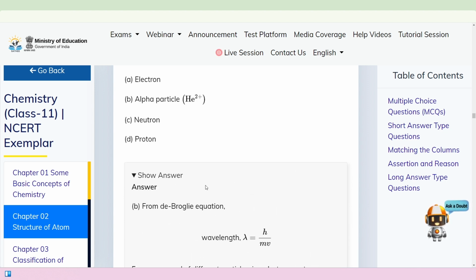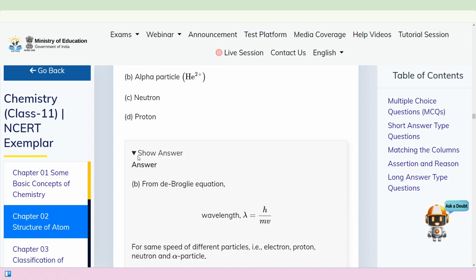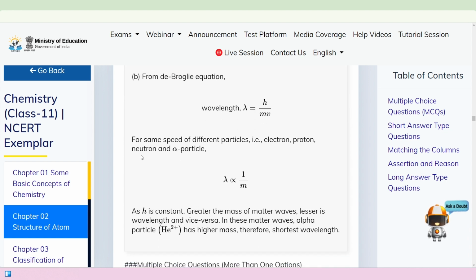So we have to consider which will have the shortest wavelength, which means the greatest mass. Electron, alpha particle, neutron, and proton. Of course, the alpha particle is the larger one. It has neutrons plus protons inside it: two neutrons and two protons. The others have only single particles. The electron will be less than this, right? So the alpha particle will have the shortest wavelength. Clear?